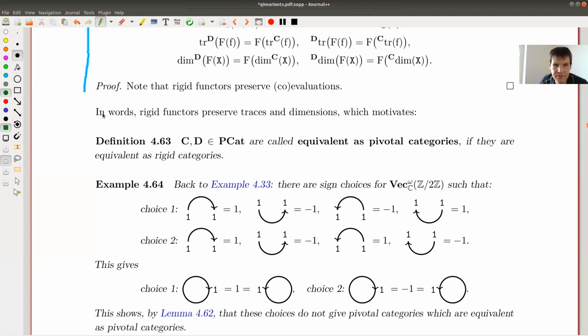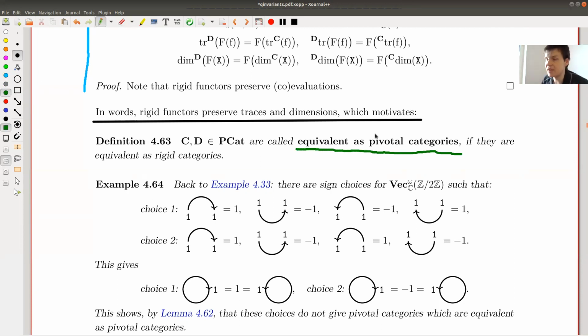And the point I would really like to make here is that rigid functors preserve traces and dimensions. So the right notion between pivotal categories is that they are equivalent as rigid categories. I say categories are equivalent as pivotal categories if they are equivalent as rigid categories, which implies that traces and dimensions are preserved. It's the extra information you have in pivotal categories. You better want them to be preserved.